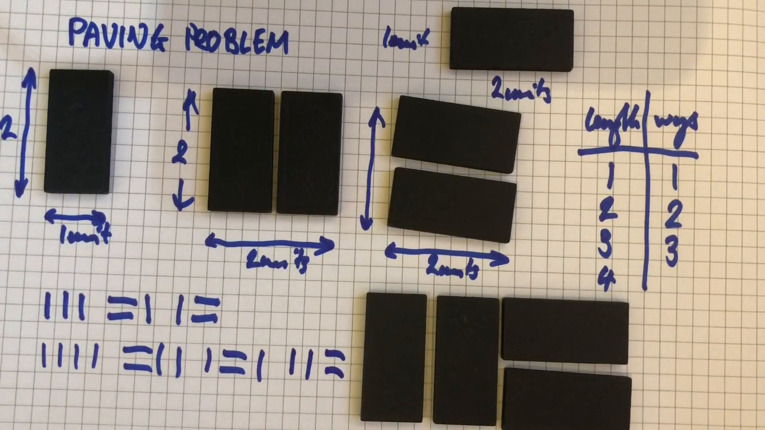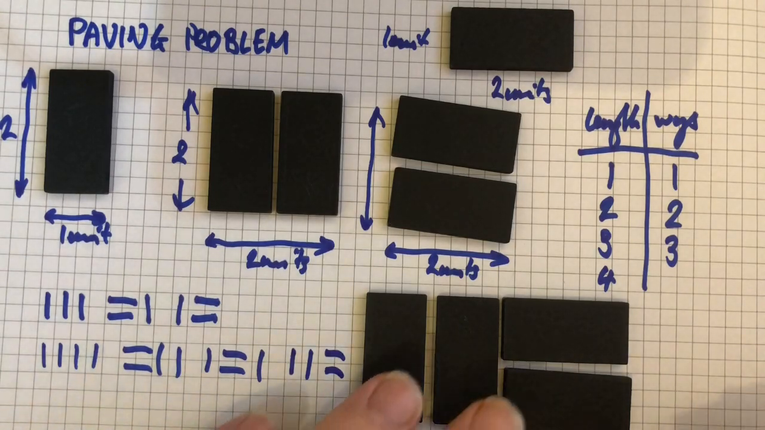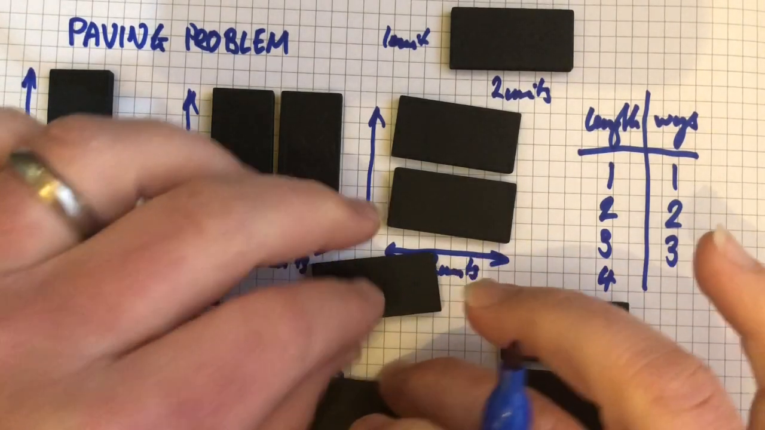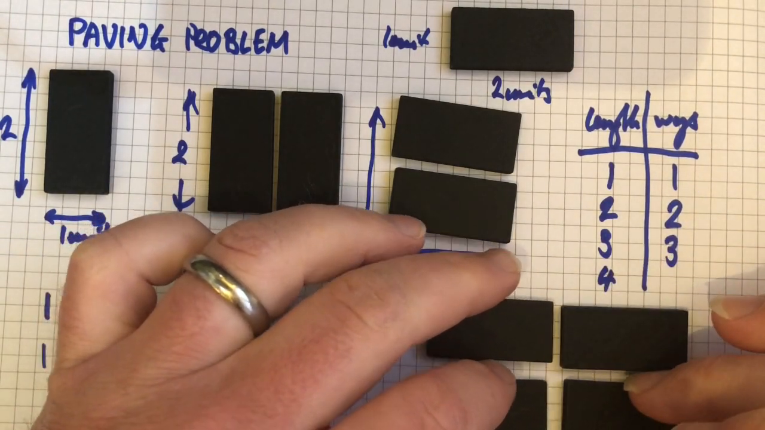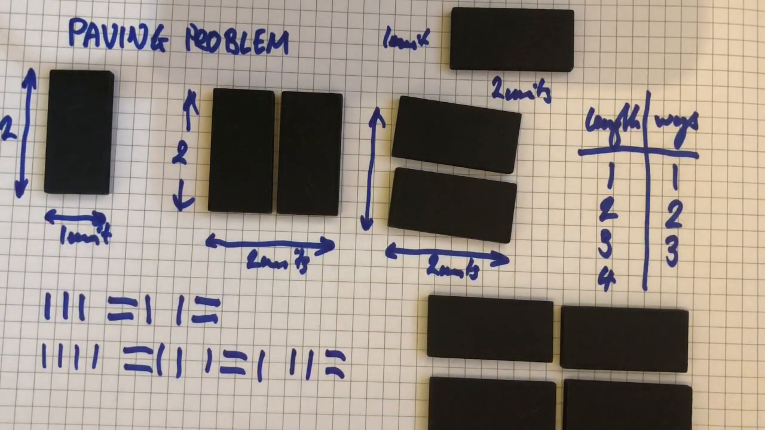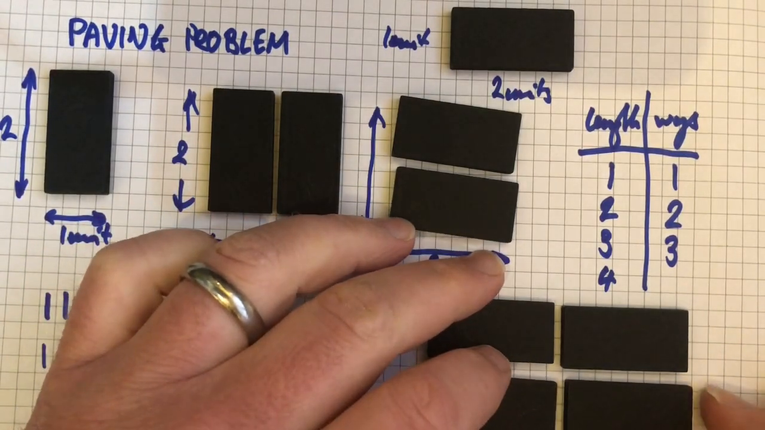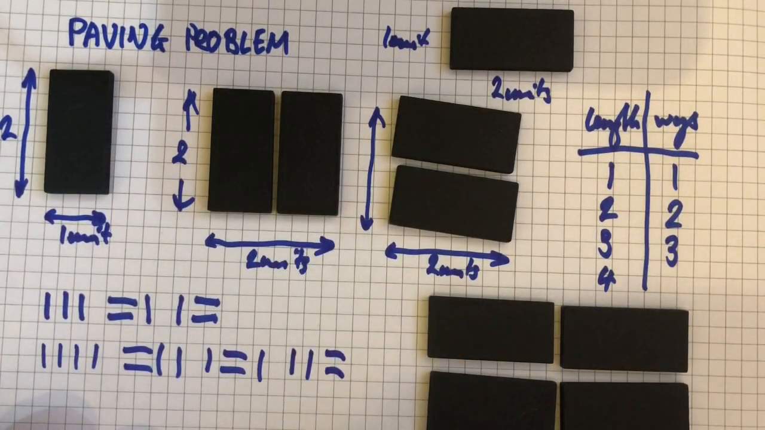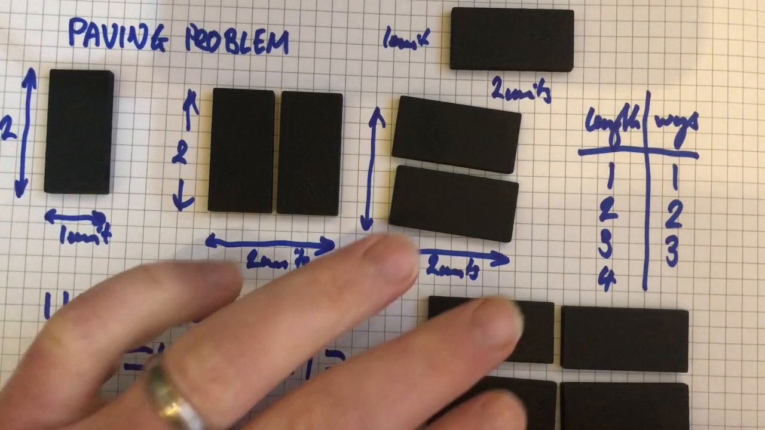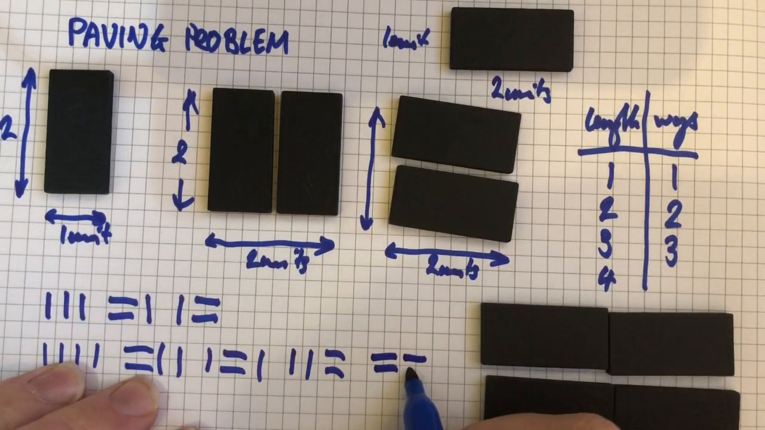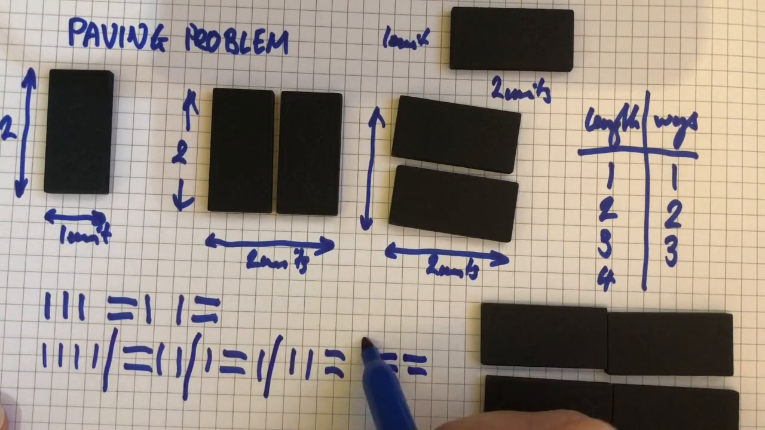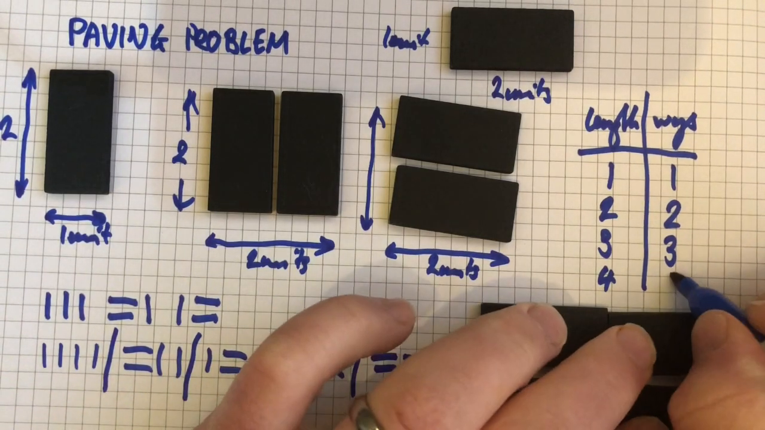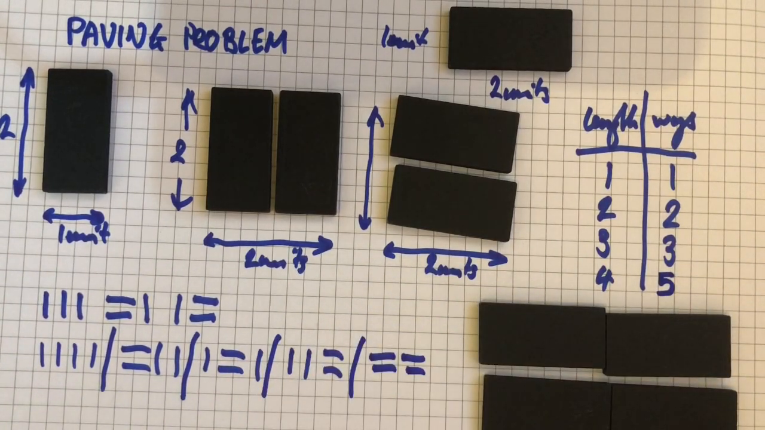It looks like this pattern holds. But there's a little problem here. I could also twist those 2 round like that and get another way of getting 4 long and 2 wide. So in fact I could put them like that. So there are in fact 1, 2, 3, 4, 5 ways of doing this.